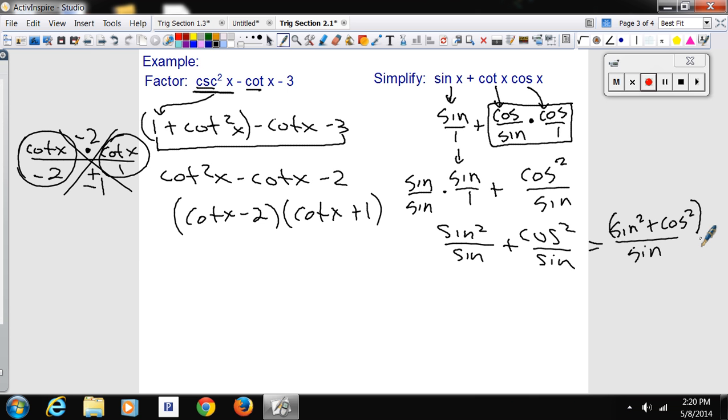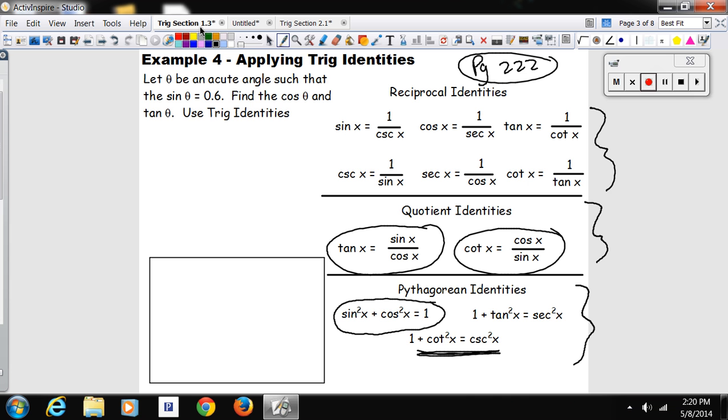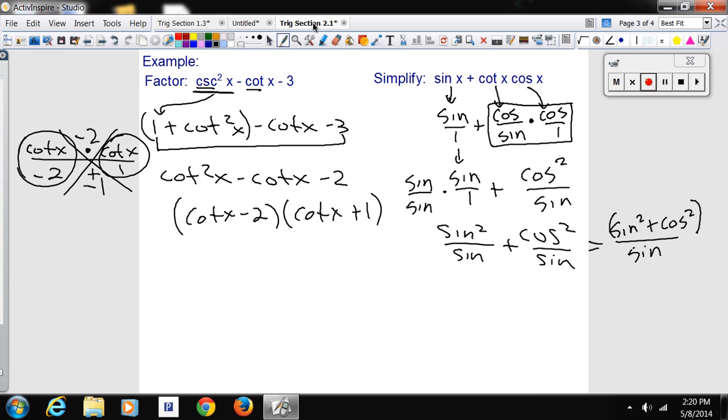Okay, do you remember this identity right here? Sine squared plus cosine squared equals how much? 1. Okay, sine squared plus cosine squared is 1. That's right down here. Sine squared plus cosine squared equals 1. Every time it equals 1. So what I need to do then is take this sine squared plus cosine squared out and just put 1 over sine.